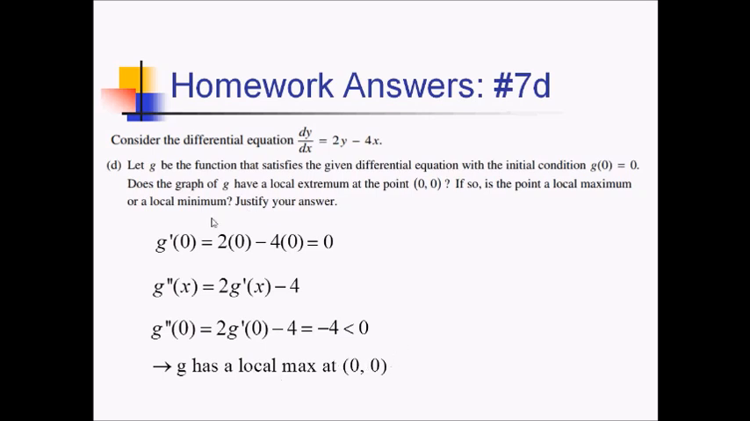And the proof of this is that g prime there is 0, and g double prime there is negative. And that's all we need to show that we have a local max by the second derivative test.